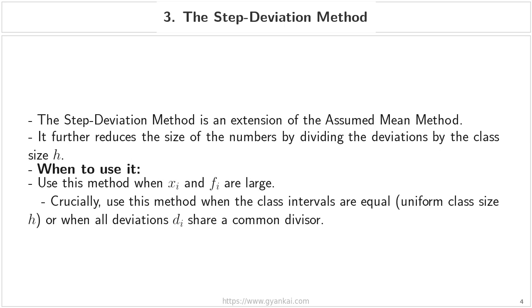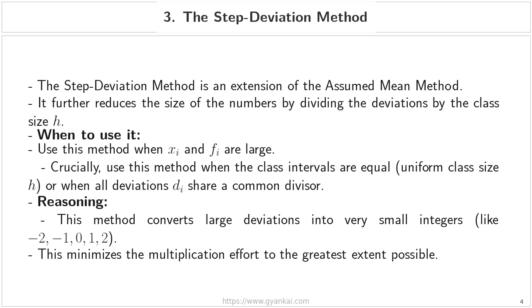First, just like the previous 2 methods, it is ideal when your class marks, x sub I, and your frequencies, f sub I, are quite large. However, there is a crucial condition you must check. You should use this method specifically when your class intervals are equal, meaning you have a uniform class size, h, or when all your deviations, d sub I, share a common divisor.